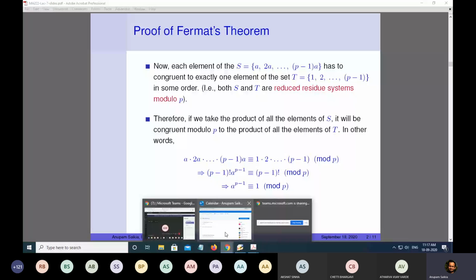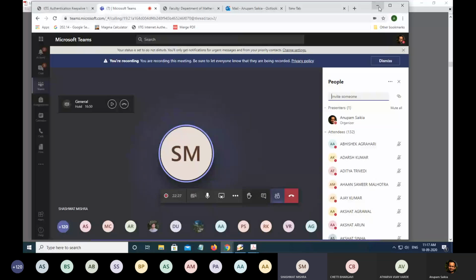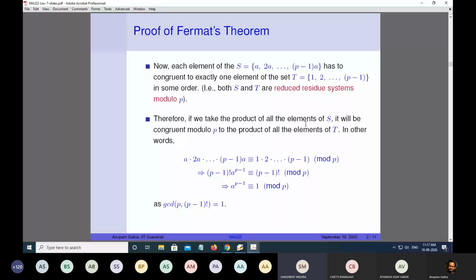Hello, sir. Sir, P and P minus 1 factorial would only be co-prime if P is not... I think this statement, well, I didn't understand why the GCD of P and P minus 1 factorial would be 1. Okay, so let's say P to be 5.